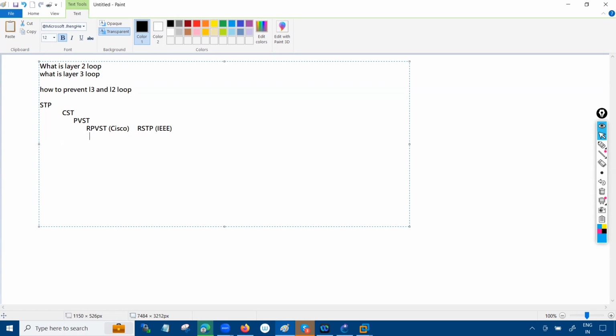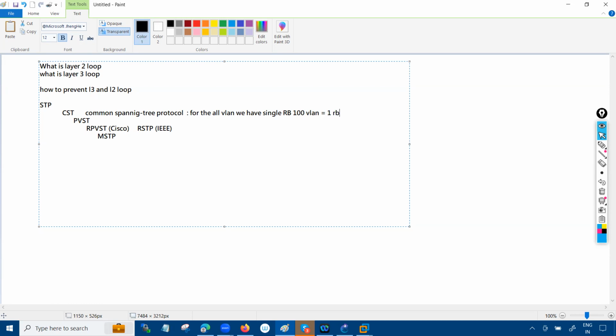If you guys remember, in this CST protocol, what happened? It represents the common spanning tree protocol. Common spanning tree protocol means what? For all the VLANs, we have a single root bridge. So if you have 100 VLANs, for the 100 VLANs you will have one root bridge. That's the only one thing, right?